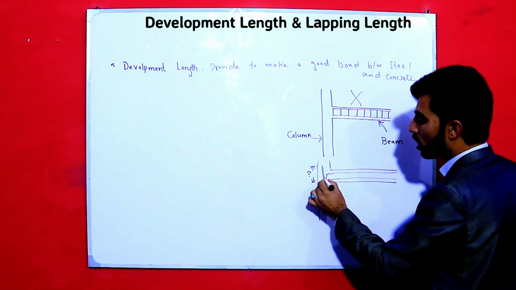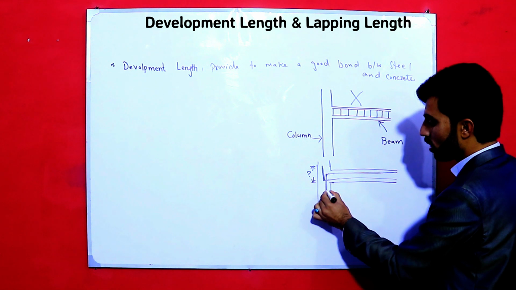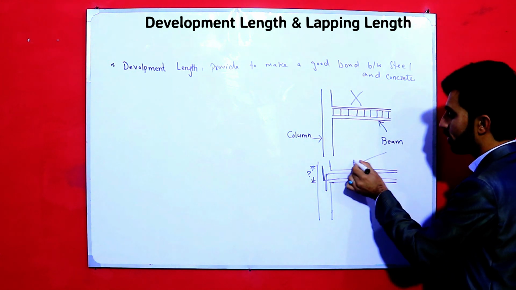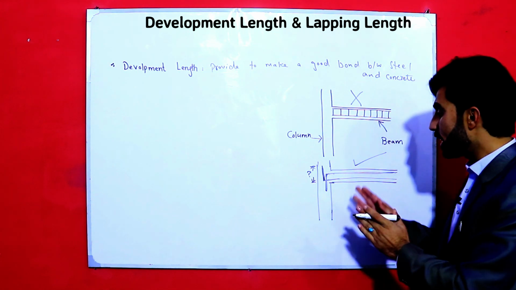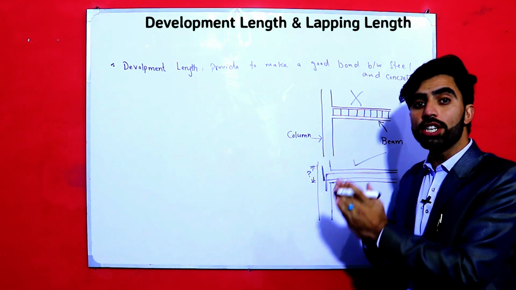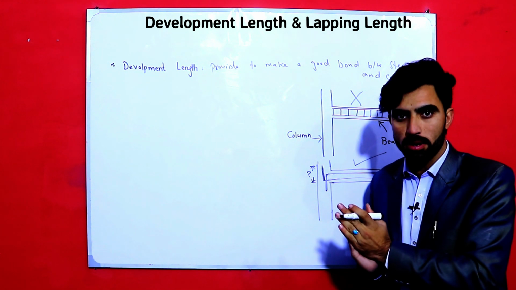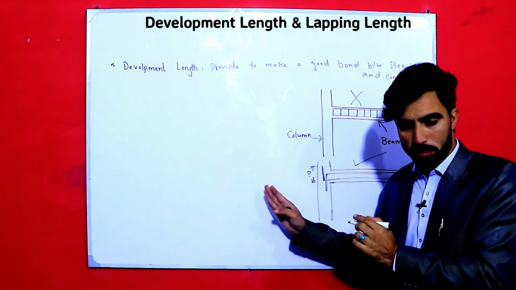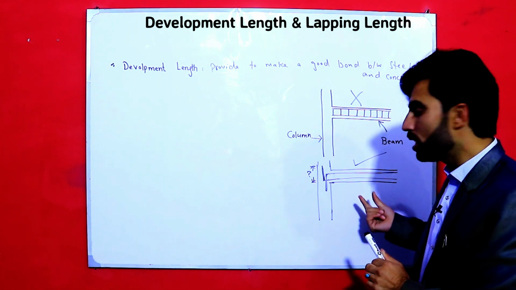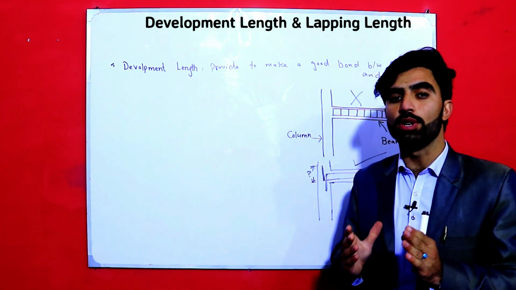The lower bar will go upward, and the upper steel bar should be bent to this side, downward. This is called development length. If you keep it the same as before, this is wrong, and this is okay. The development length should be provided at the end of the RCC beam with the column to make a good bond between steel and concrete, and it also makes a bond between the beam and the RCC column, so it will not slip. Therefore development length should be provided in the RCC beam, especially at the top, to make a good bond between steel and concrete, or between column and beam.